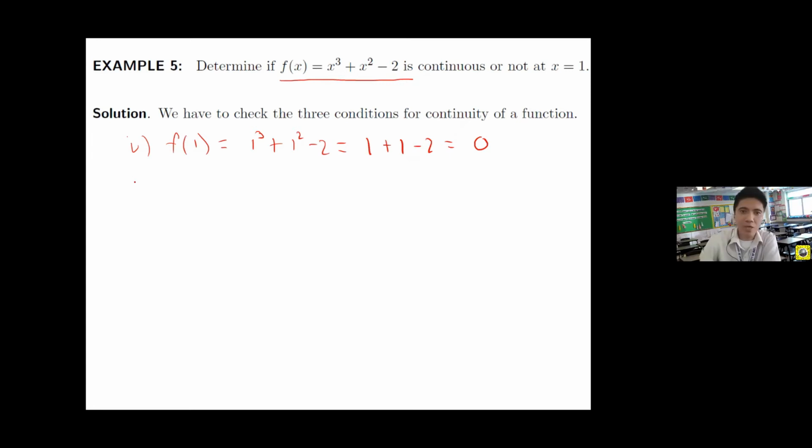So we have here the first condition. Since we got a value that is not undefined, therefore we can say that f of c exists. We have a value. Second.